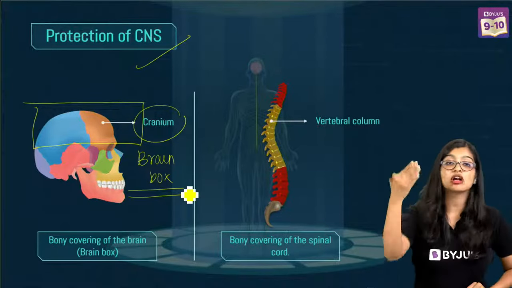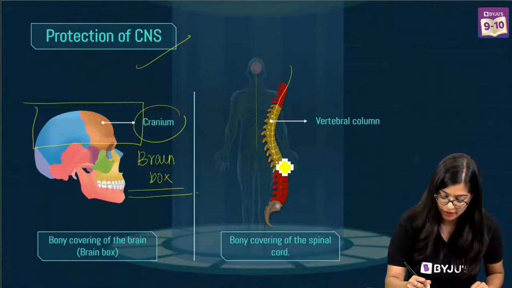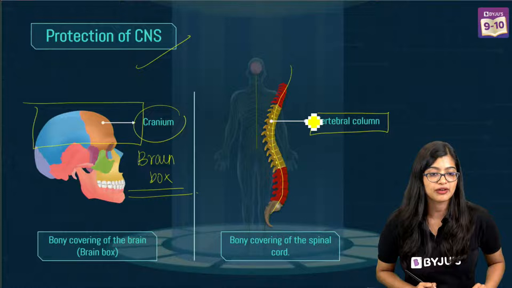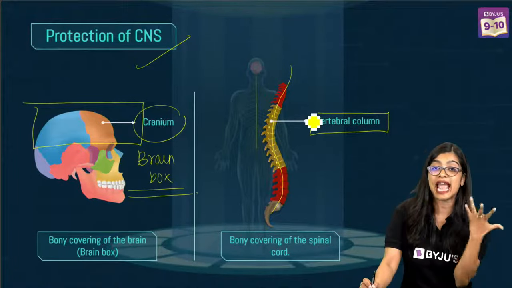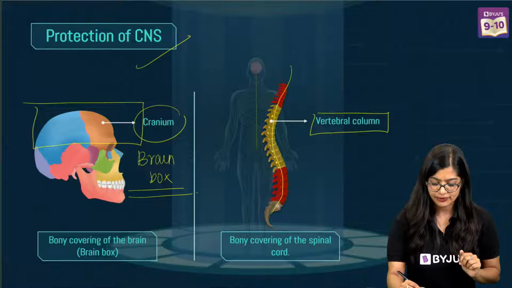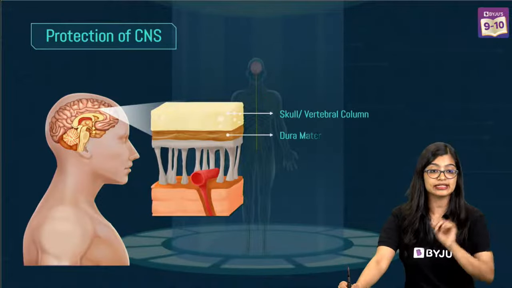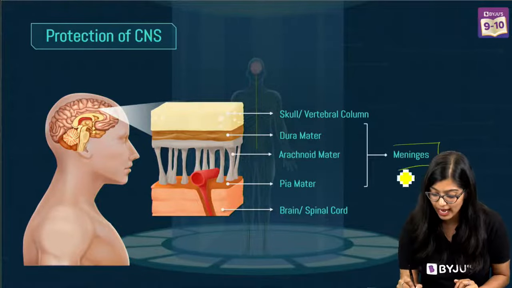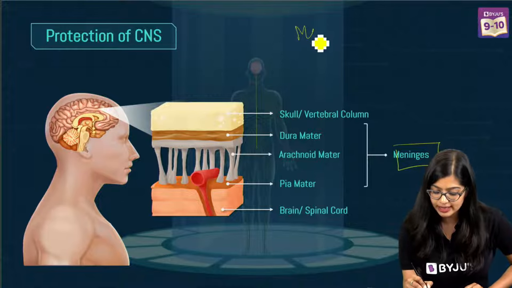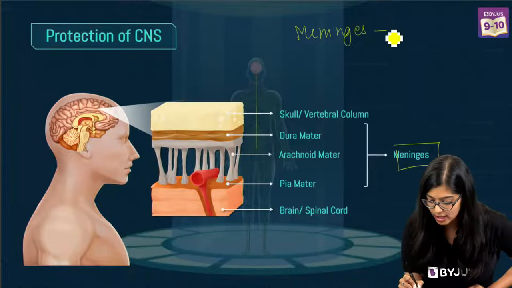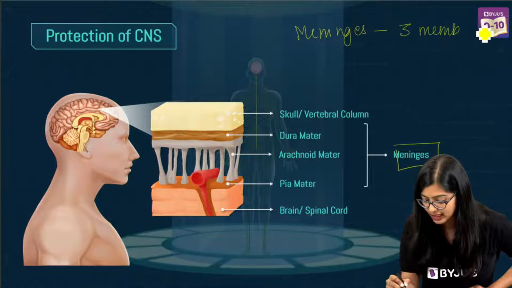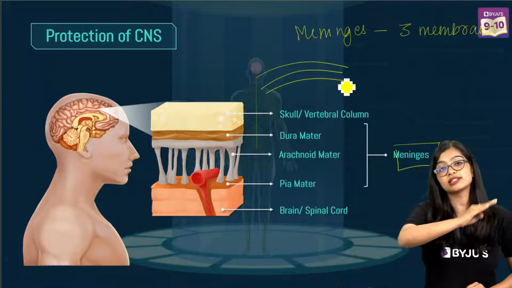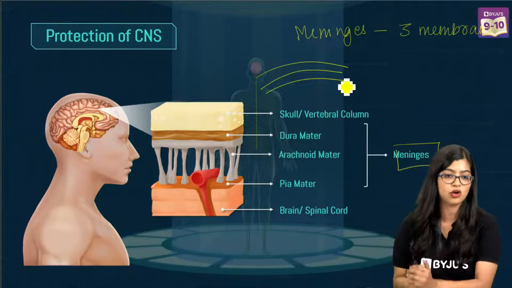Next, the spinal cord runs downwards like this from the brain, and it is protected by the vertebral column. So this is how they are protected externally. But this alone is not enough. They are also surrounded by membranous coverings, which are known as meninges. Meninges in turn is made up of three membranes, 1, 2, and 3, and this surrounds both the brain as well as the spinal cord.